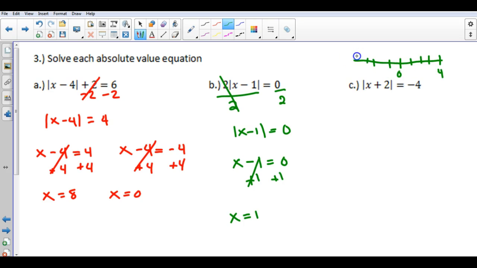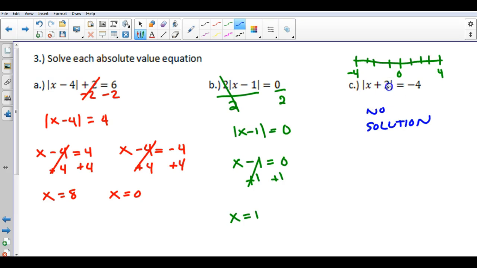If I go 4 units to the left, that's still positive 4 units away from 0. You're just at negative 4. So distance is always positive. So this is saying if you were to take some number and add 2 and then take the absolute value of that number, you would get a negative. But that should sound a little fishy to you because you can't take the absolute value of a number and get a negative. So what that means is that there is no solution.